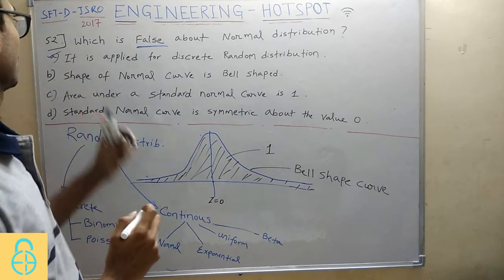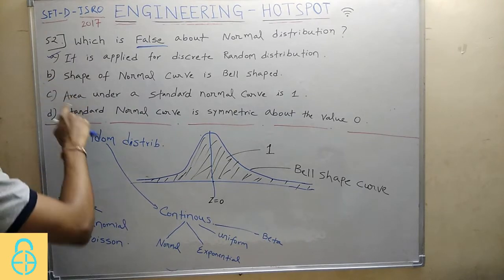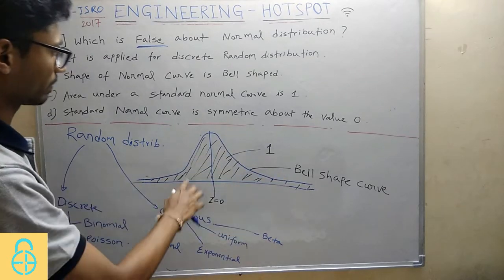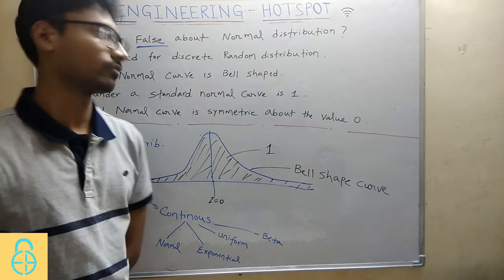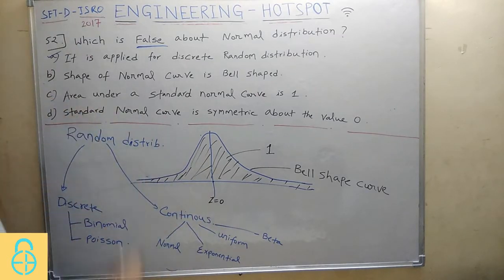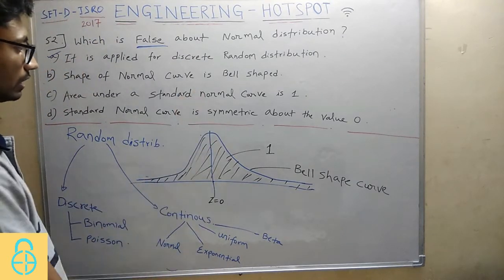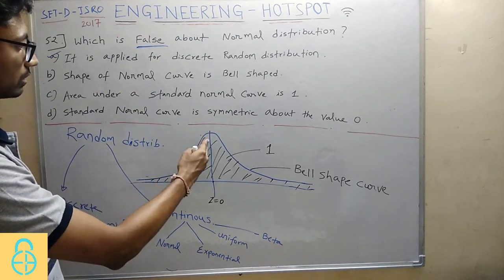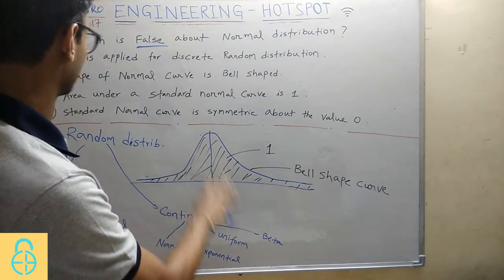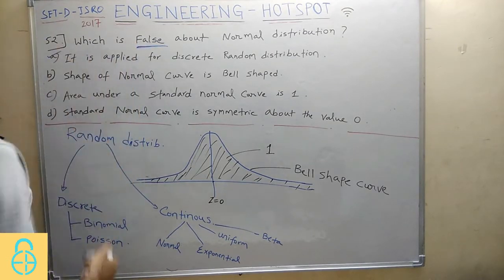Okay. Let's check the other options. The shape of the normal curve is bell shaped. Yes, it's bell shaped, so this option is true. The area under a standard normal curve is 1. As I told you, this curve represents the probability, and the maximum probability can be 1, so the area under this is also 1. This is also true. The standard normal curve is symmetric about the value z equals 0. As I said, this point is z equals 0, and the curve is completely symmetric, 50% on the left and 50% on the right. So this is also true. They have asked which is false, so A is the correct answer.